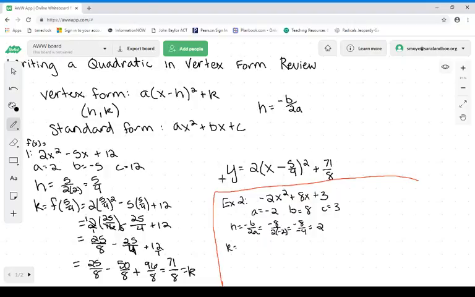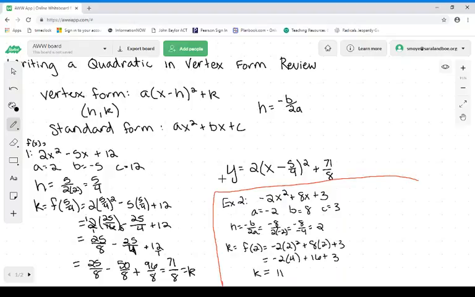And we're going to find k. Think of it like it's in function notation. We're trying to find f(2). So -2 times 2^2 + 8 times 2 + 3. And I'm just going to show these steps here. -2 times 4 + 16 + 3. And our final answer here for k should be 11.